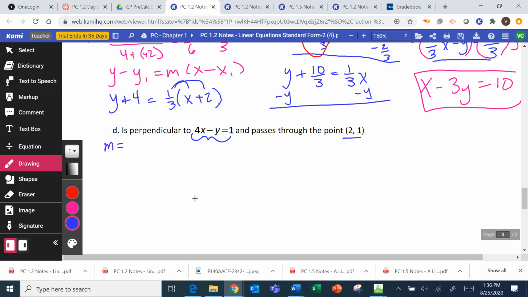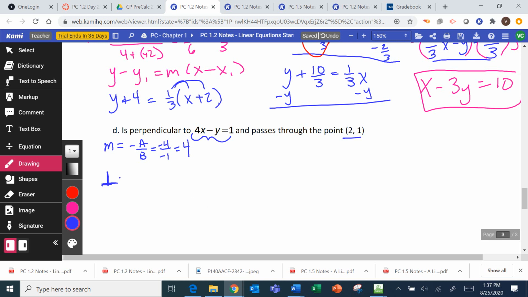All right, so when we do perpendicular, we start talking about slopes. So the first thing I'm going to do is find the slope of this equation. It's in standard form, so I'll do negative a over b to find that slope, which is negative 4 over negative 1, and that's 4. But that's not the slope I use. This is perpendicular, so I do not use the same slope.